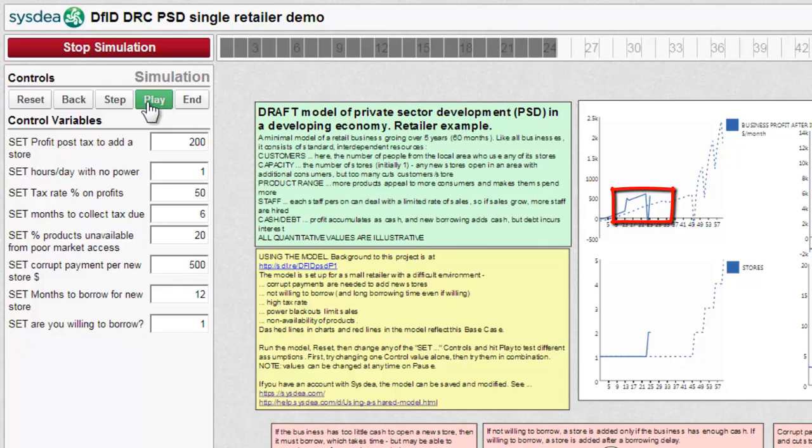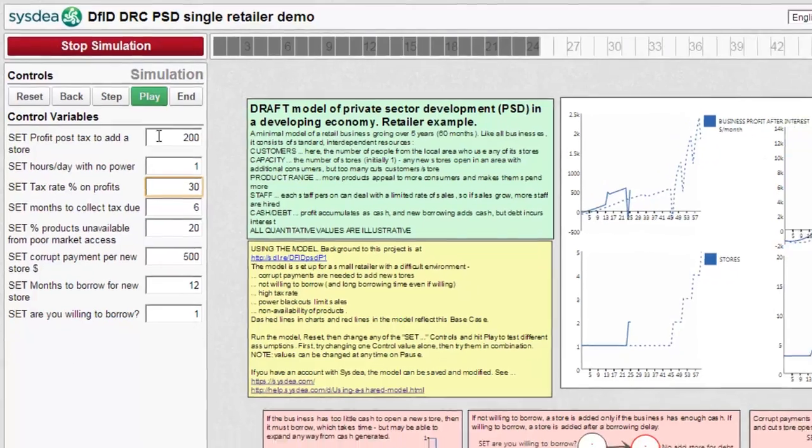You made quite a lot more profit as you could sell more of what customers want, so you're now planning to open another store sooner than you were able to do in the base case. At this time, the government cut tax on business profits from 50% to 30%. Play to the end.